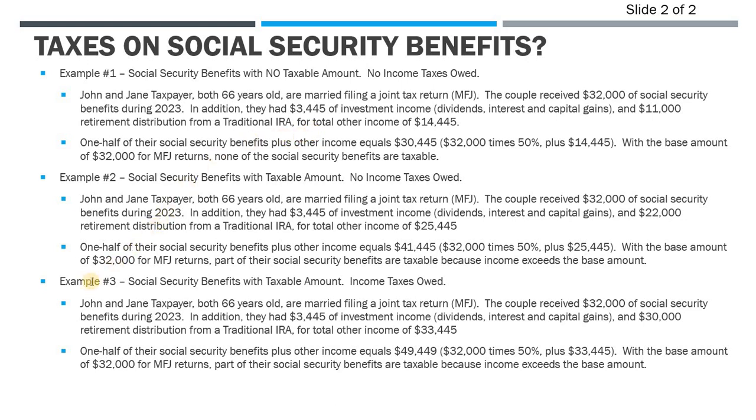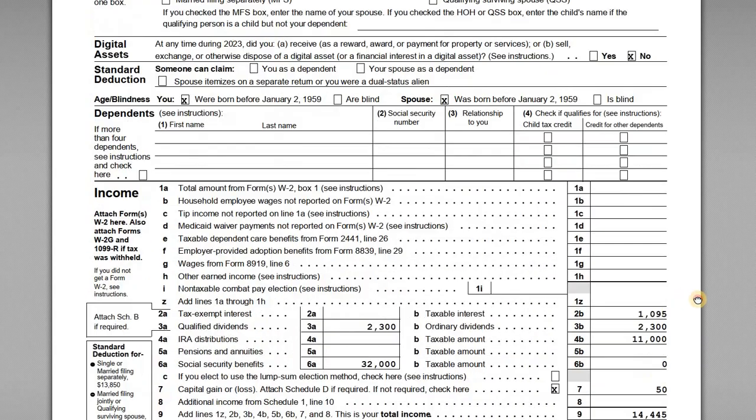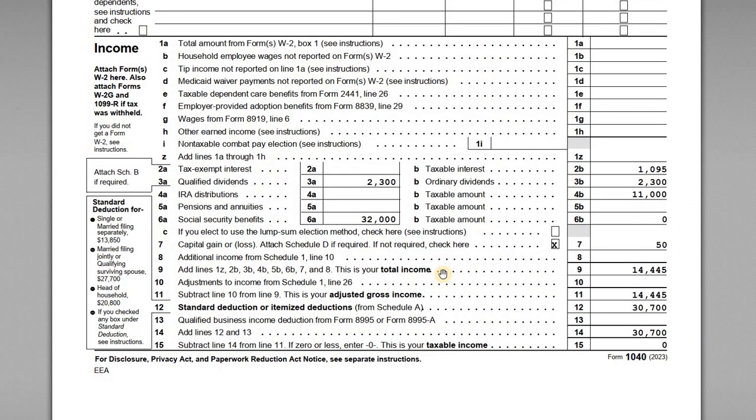So now if we have a look at their return and the worksheet, we'll see how all this comes together. So if we look at page 1, these are the items that get reported before we start to look at that worksheet. So we've got the taxable interest income, $1,095. They've got dividend income, $2,300. There we see the $11,000 taxable distribution from the IRA.